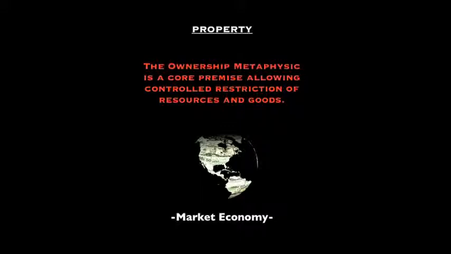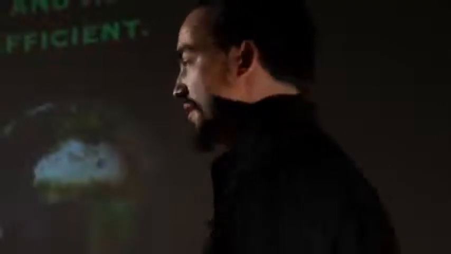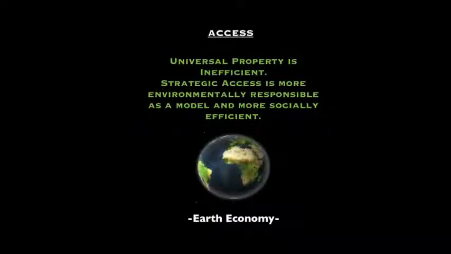Point 3, property. The ownership metaphysic is a core premise allowing controlled restriction of resources and goods. I say metaphysic because property isn't real. There's no such thing as ownership in the broad scheme, neither of intellectual nor physical goods. It's all transient. The idea of everyone owning one of everything, for example, does that make a lot of sense when we think about our natural economy? What about the use of goods? What about access? The natural environment demands access. Universal property is inefficient. Strategic access is more environmentally responsible as a model and more socially efficient.